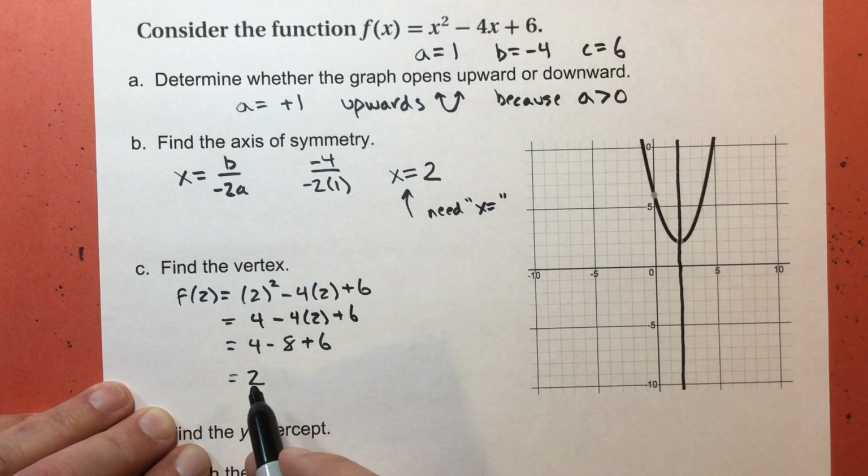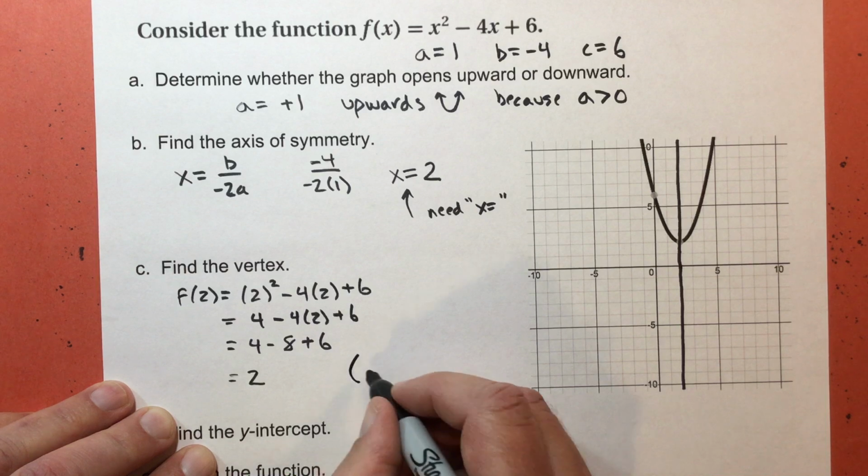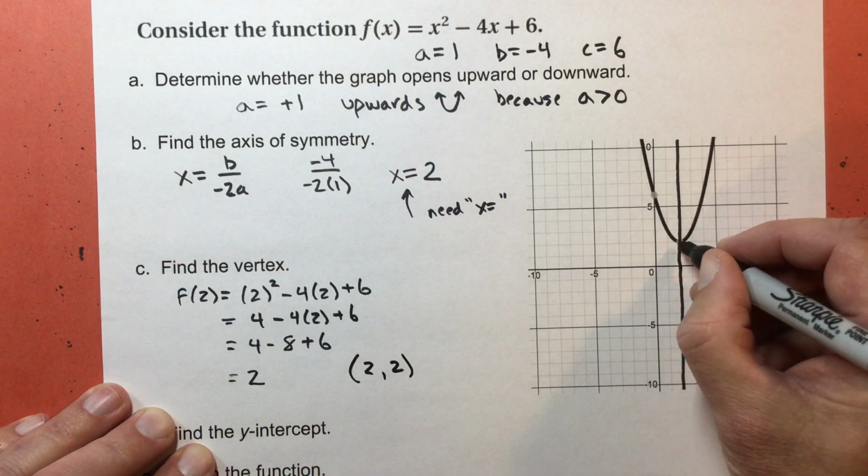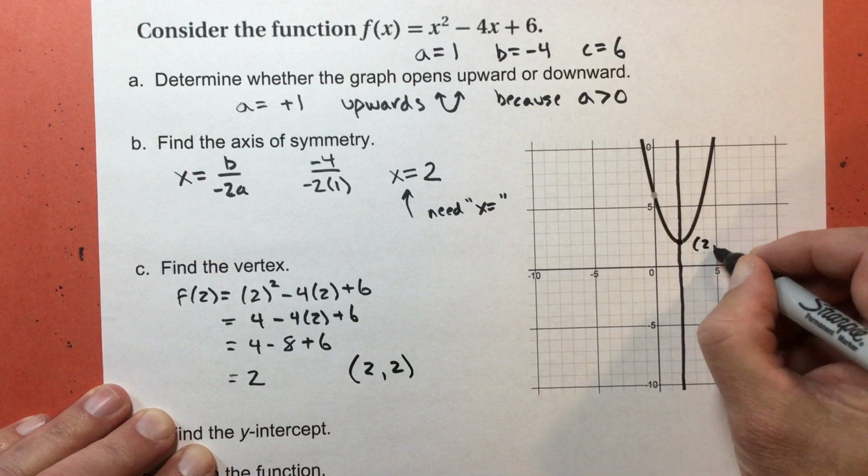But I get my y value is 2, so my vertex, the x value is 2, and my y value is 2. And that's right here at 2, 2.